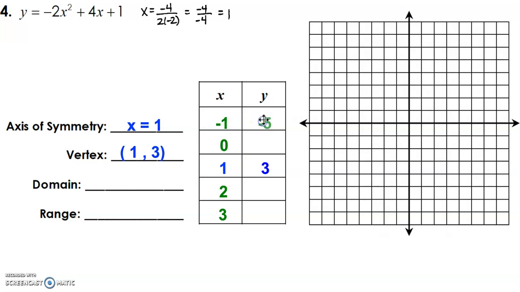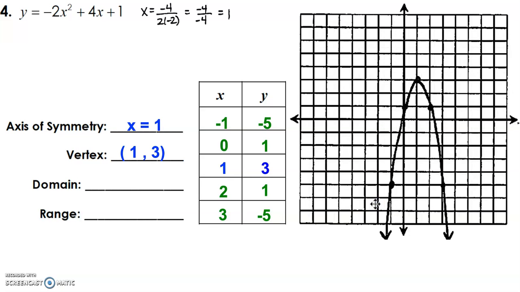Now I'm going to plug in those values. Negative 1 plugged in for x gets me a negative 5. If I plug in 0, I get 1, 2, I get 1 back, and 3, I get negative 5 back. So when I plot that graph, it'll look like this. My domain should be all real numbers again, and my range should be y is less than or equal to 3.